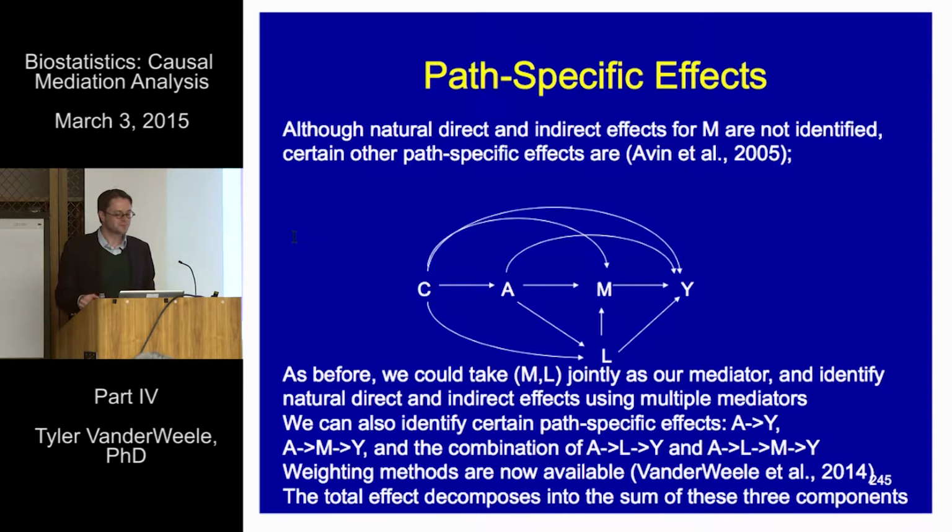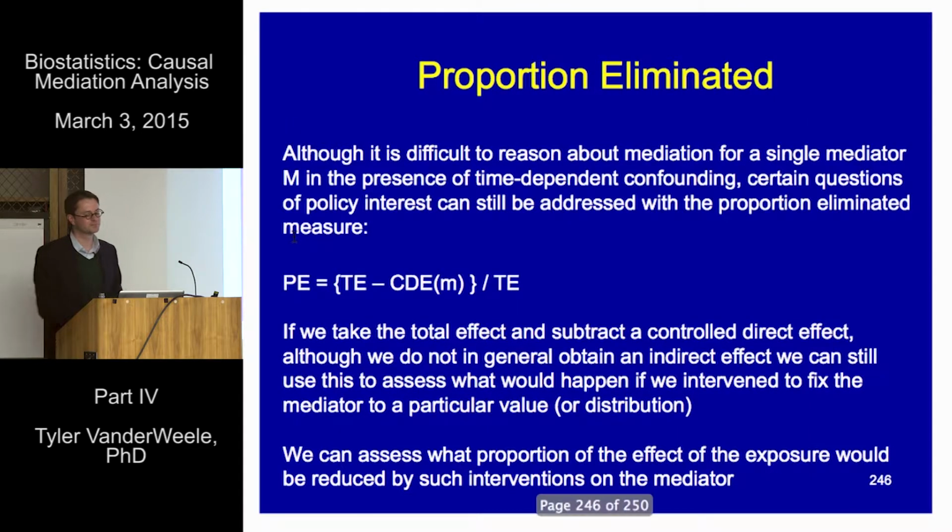Finally, although we can't get the natural direct and indirect effects themselves, we can sort of get some path-specific effects. We can't estimate the effect of A on Y, not through M or L. We can estimate the path AMY, and we can estimate the combination of the paths AL, MY, and ALY. What we can't do is separate those last two pieces, and that's what creates the difficulty for the natural direct and indirect effects with respect to M. But we can get some of these path-specific effects.